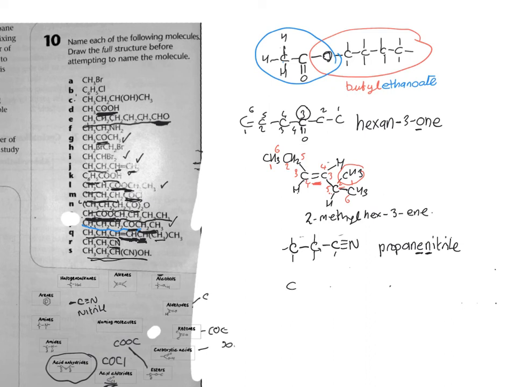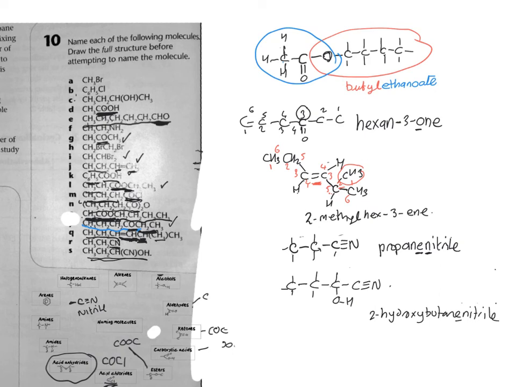It's got 4 carbon atoms: 1, 2, 3, 4. One of them is a nitrile group, and we've also got an OH. Now, when you've got a nitrile group, the nitrile group takes priority over the OH. So it's got 4 carbons. So this is going to be 2 hydroxy butane. Let's rub that out. 2 hydroxy, because it's got 4 carbons: 1, 2, 3, 4. 2 hydroxy butane nitrile.